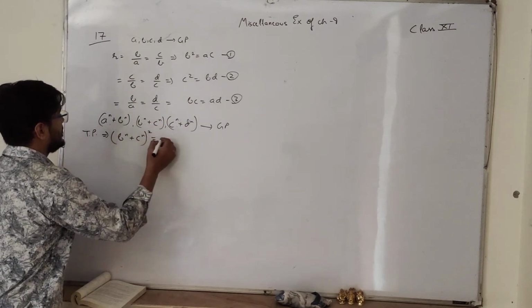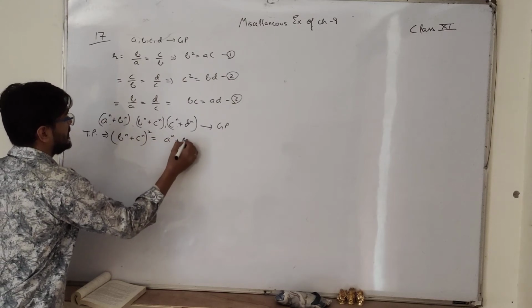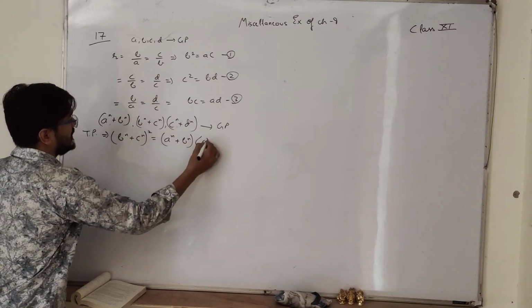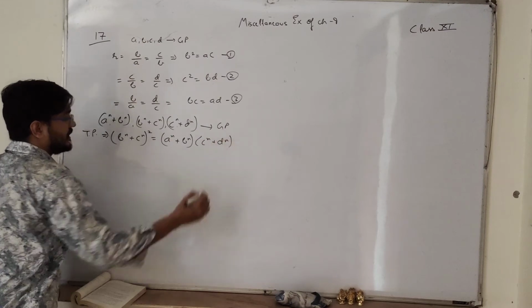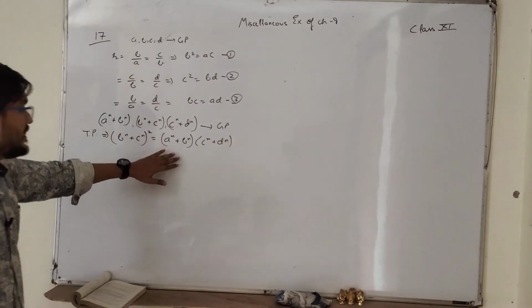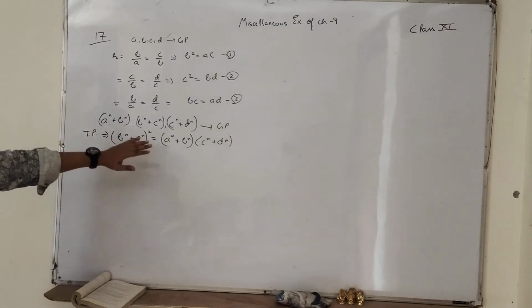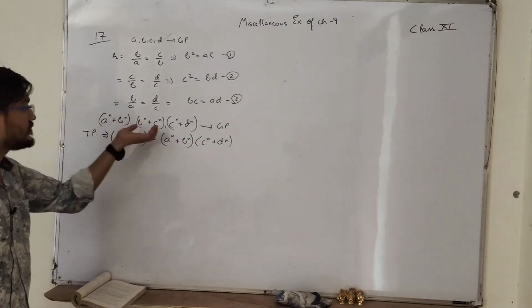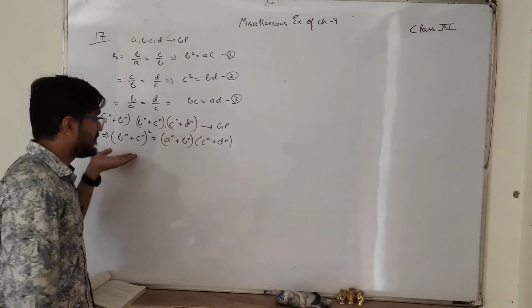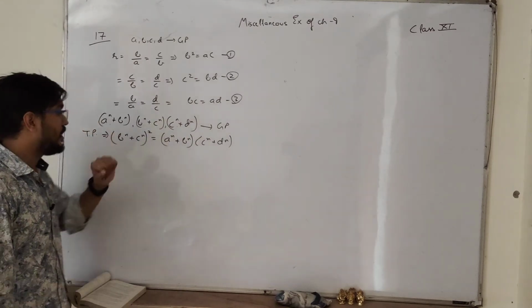So we can say this will be equal to (A^n plus B^n) times (C^n plus D^n). Now this we have to prove, this statement we have to prove, right? In order to prove that these terms are in GP, we need to prove this. So how we will go?